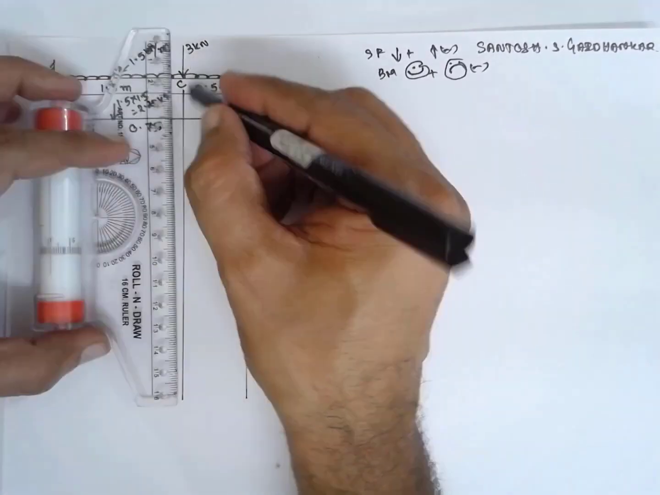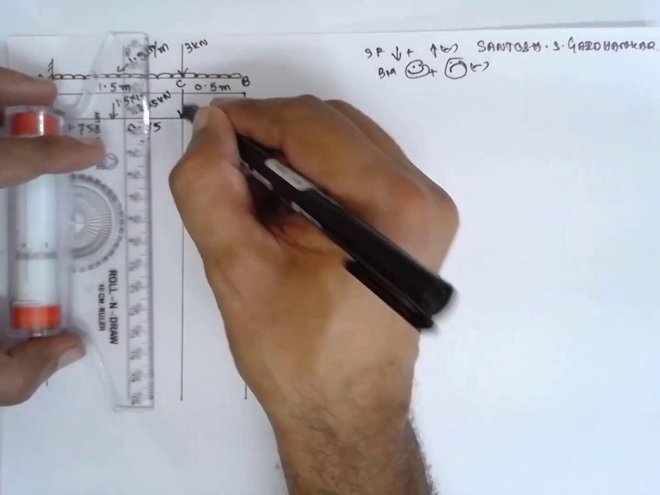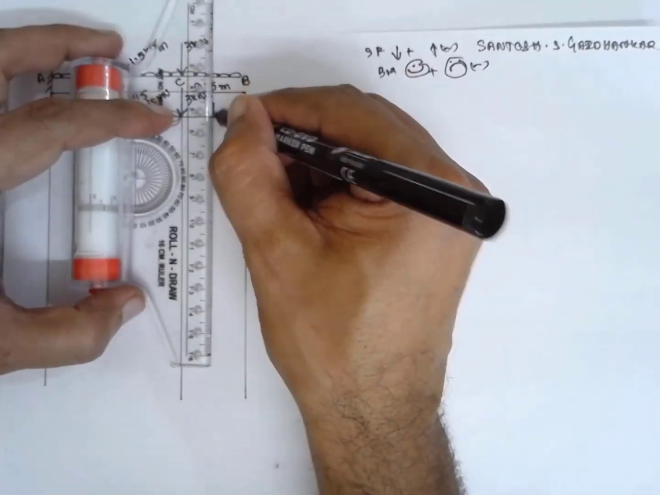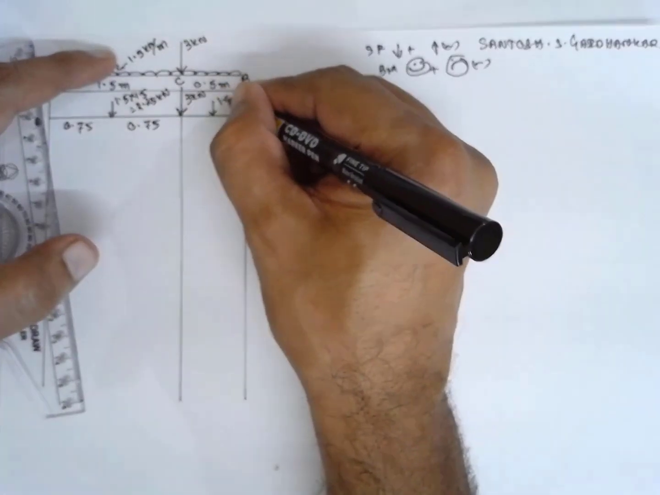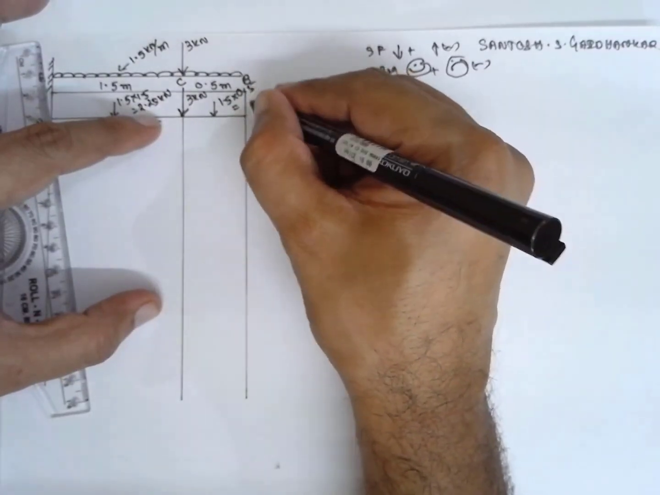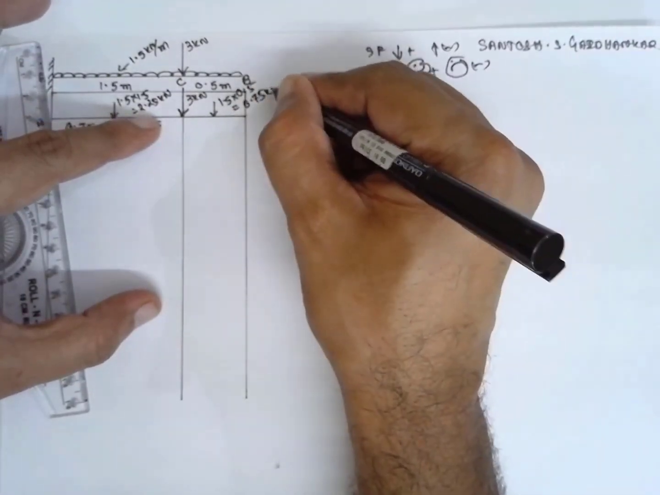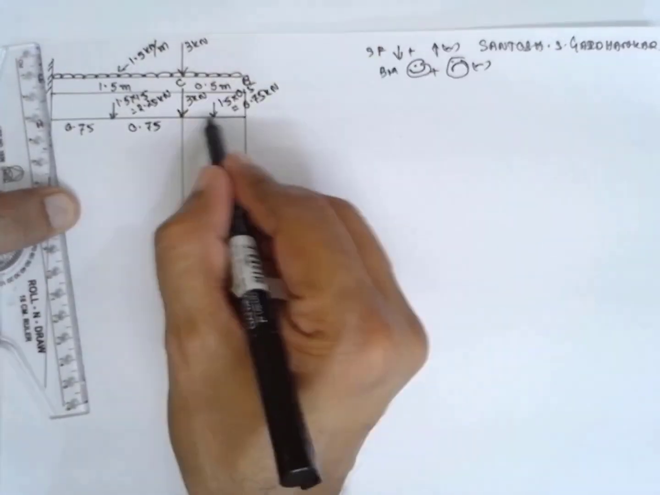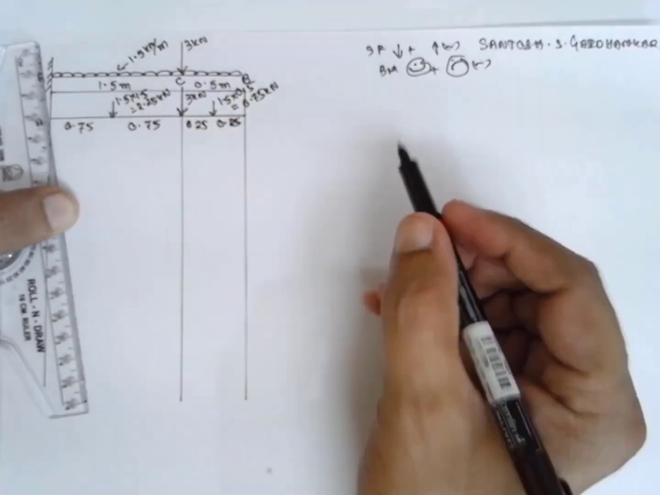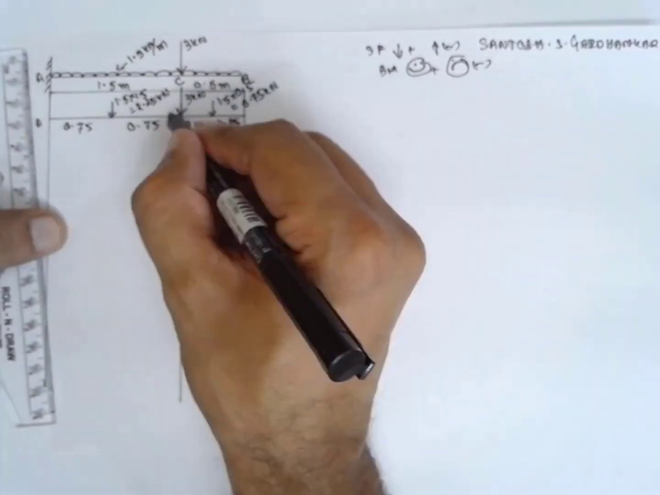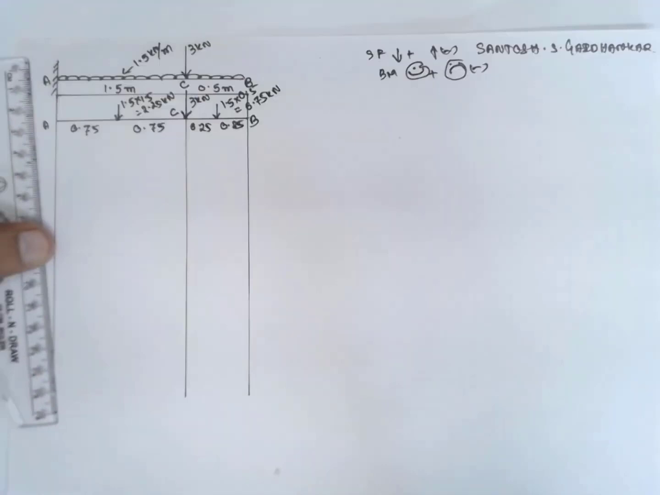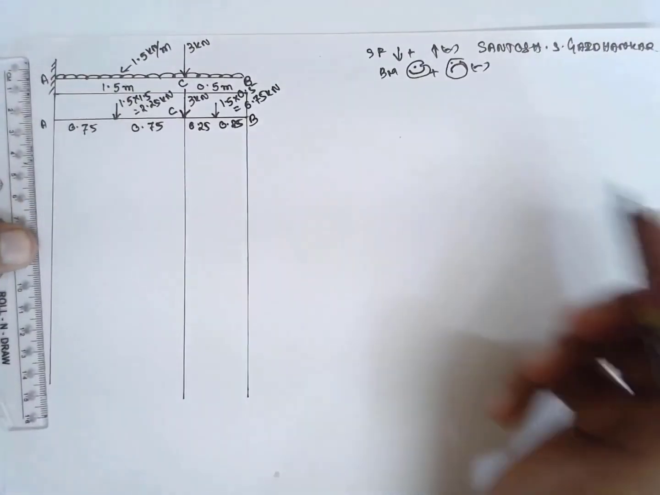Similarly, there is a point load acting here at C. At C there is a point load 3 kilonewton. Similarly, there is a UDL here exactly at the center. The value is 1.5 into 0.5. The answer for this one is 0.75 kilonewton, and half of length, that is 0.25. Either side you will get 0.25. This is the C and this is B.